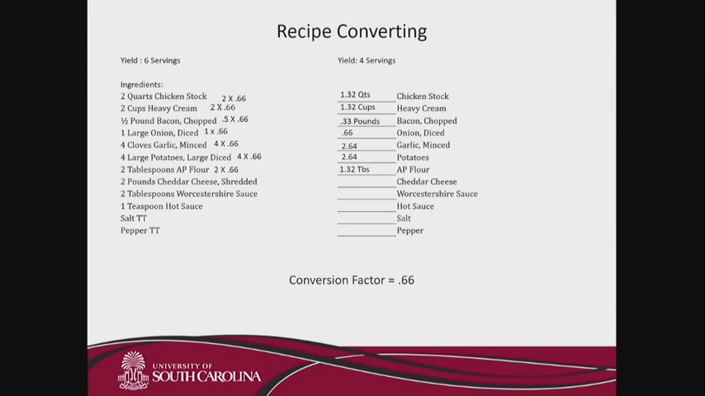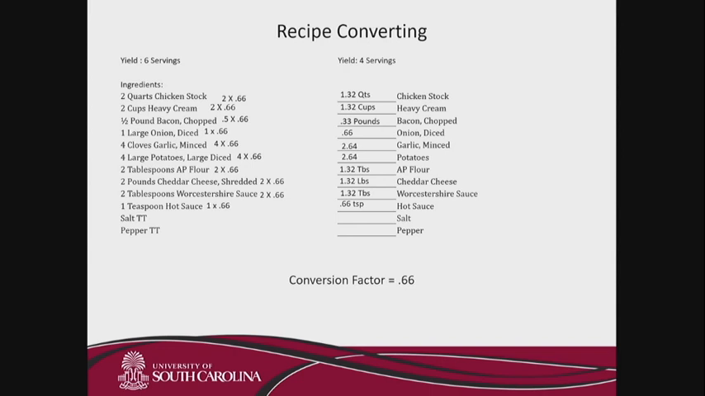A lot of these conversions right here we've already done. The units are different, but the multiplication is the same, right? 2 times 0.66. So same for the cheese, 1.32 pounds. For the Worcestershire sauce, 1.32 tablespoons. Our hot sauce would be 0.66 because 1 times 0.66, so it'd be 0.66 of a teaspoon.